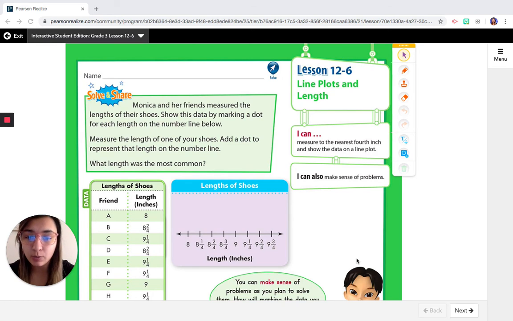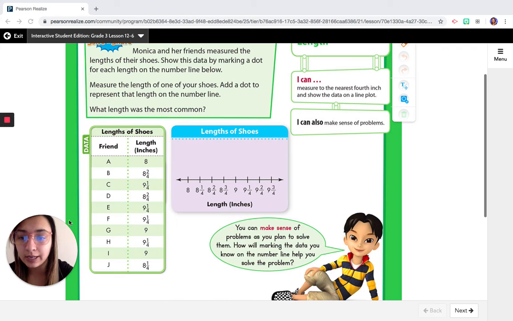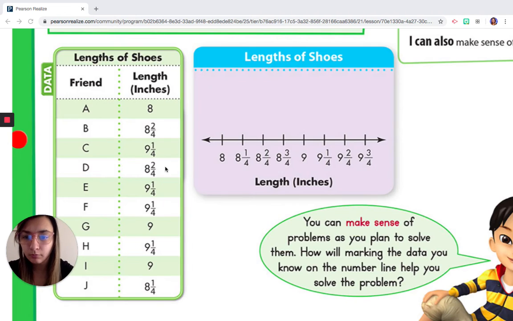So the first thing that we want to do is they've already given us here the length of the shoes and the plot, the number line. So what we're going to do is plot these on here. So I'm going to zoom in and get my tool ready. All right, so here we go. We're going to start at the first one, and it says that it measures 8. So I'm going to go ahead and put a dot at 8 inches.